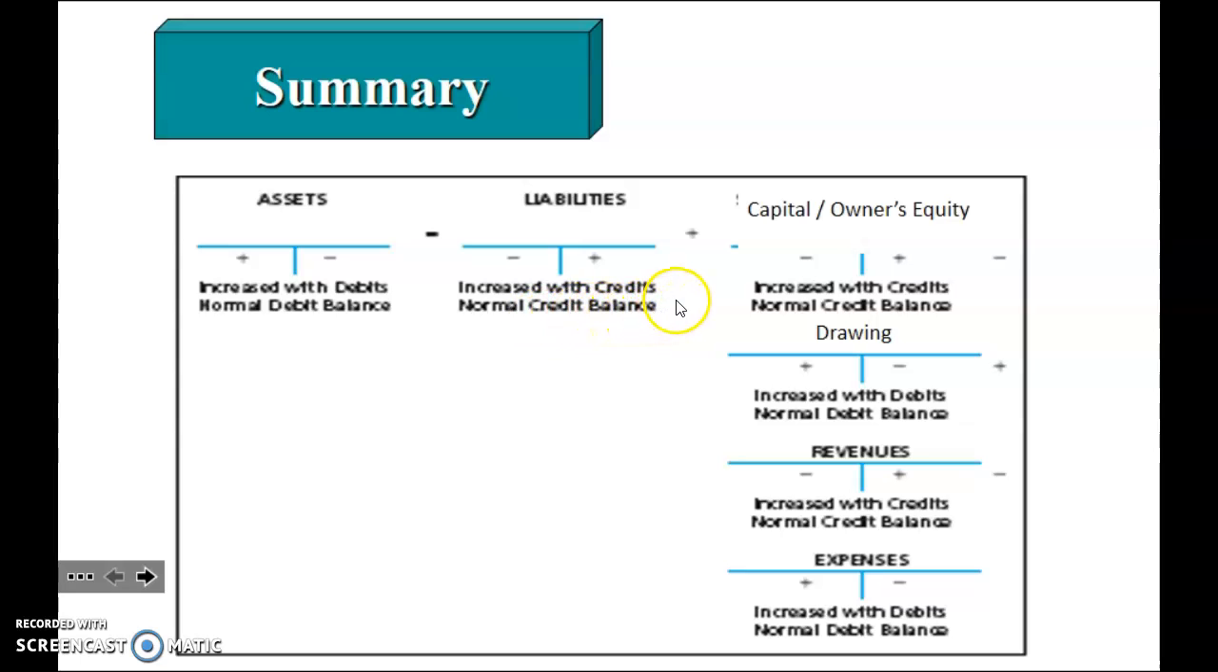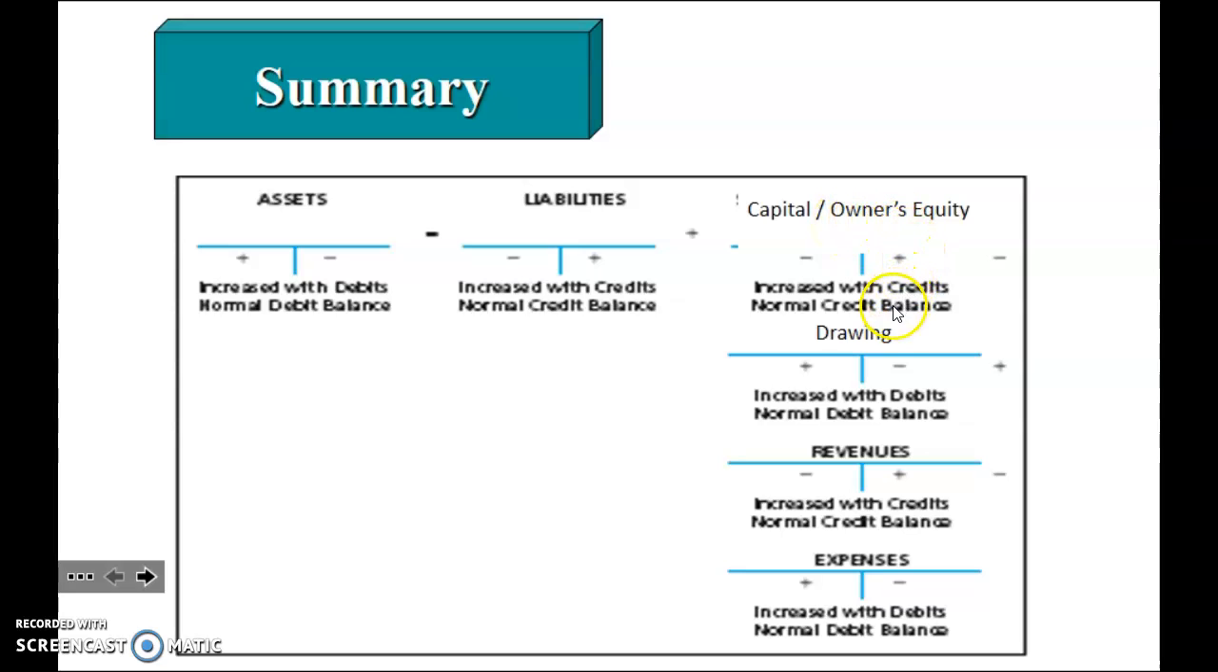Now, the next is the capital account, which you've also seen called owner's equity, and it has a normal credit balance. It increases with credits, and it decreases with debits. So remember that for capital, or owner's equity.